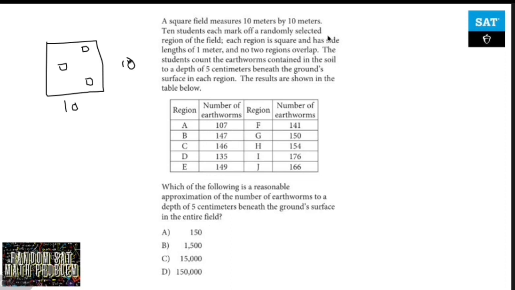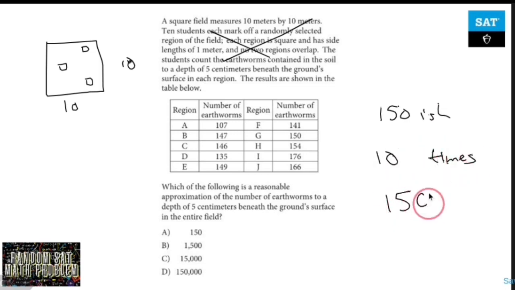So after looking at this whole nightmare of a scenario, none of it matters, and all you do is add these up. So we have like 100-ish, and then 150, 150, 140, then 150-ish, 150-ish, 150-ish, like 150-ish worms 10 times, which means we're going to get 1,500 worms approximately. What a stupid problem. I hated that so much.